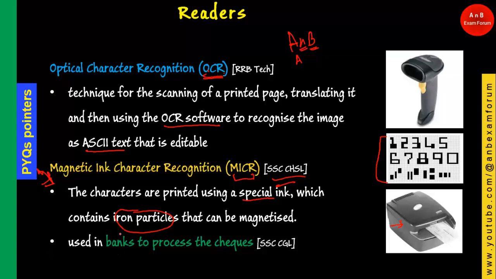This type of question we have seen in SSC CGL. What is used in a bank to process the check? The answer should be magnetic ink character recognition. So MICR is used in a bank to process the check. Okay, got it?